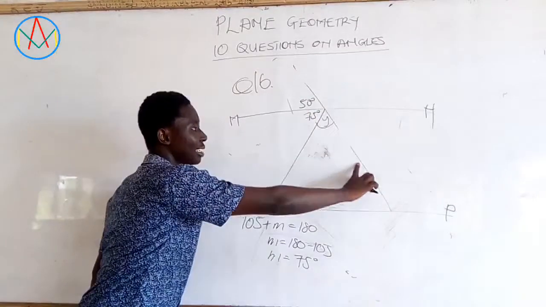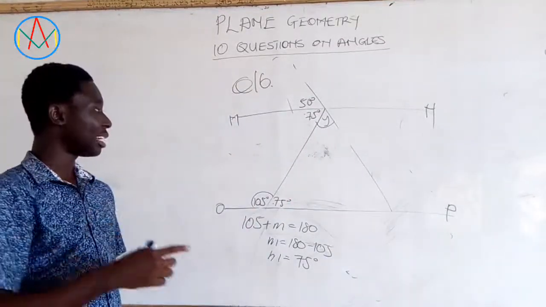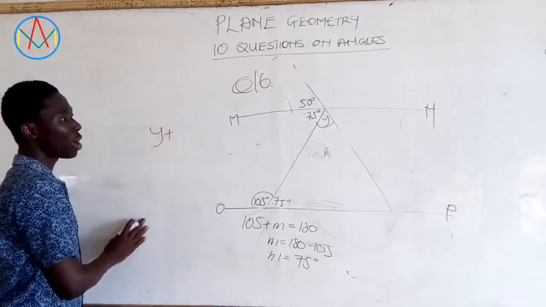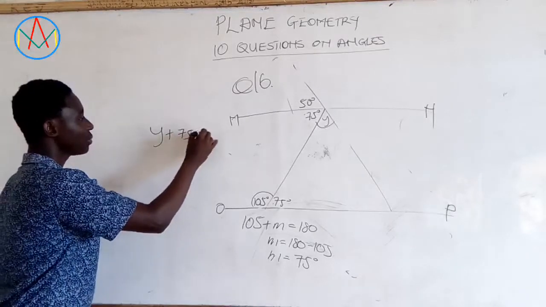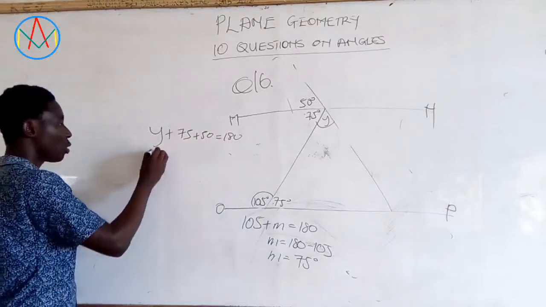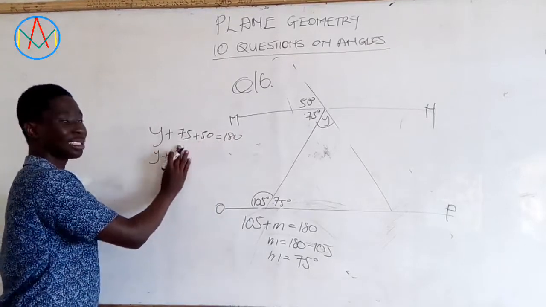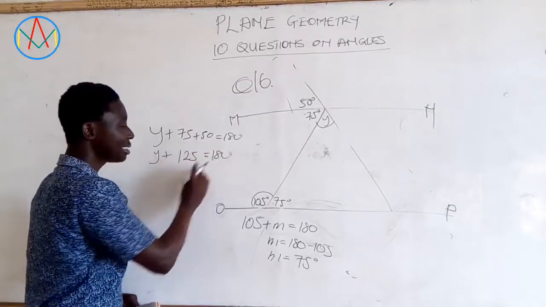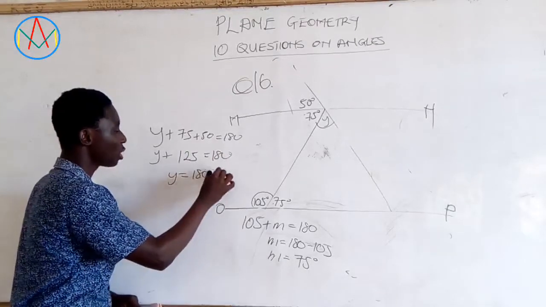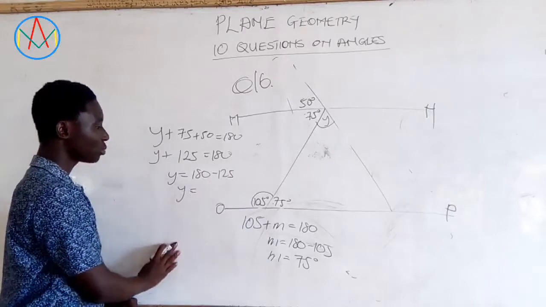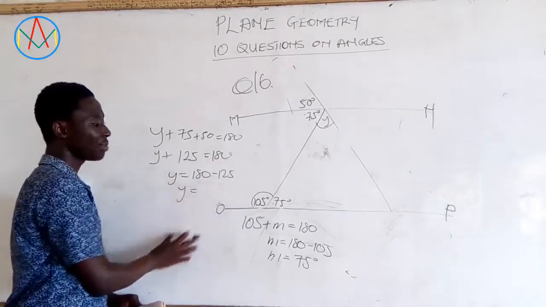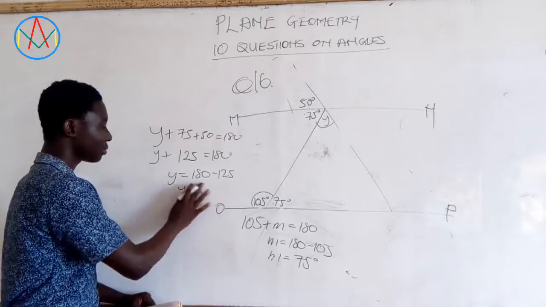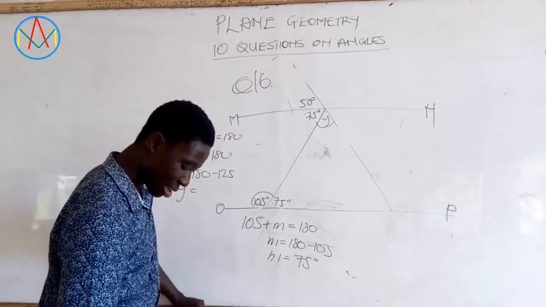Looking at this, they are on a straight line, so we can add them and equate it to 180 to get the value for Y. Y plus 75 plus 50 is equal to 180. So Y plus 125 equals 180. Y is equal to 180 minus 125. You are going to get 65.